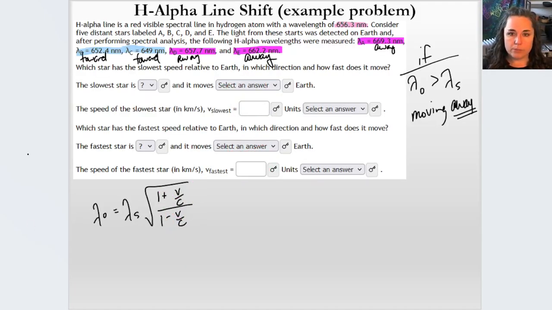So I'm going to do some algebra on this problem. I noted up here on this slide which ones are toward, which ones are away. And so I'm going to do some algebra on this equation and solve for V. I think the first step is you want to divide by lambda S on both sides, that source wavelength on both sides, and then square both sides to get rid of the square root. And that brings me to this step here. All right, I divided by lambda S on both sides, squared on both sides, I got rid of the square root. I'm going to have to do some finagling in order to isolate that V term.